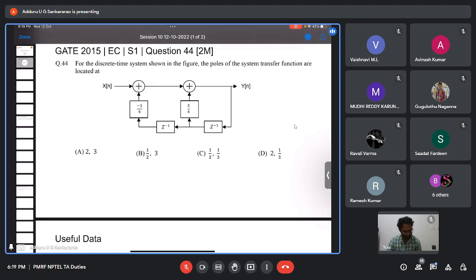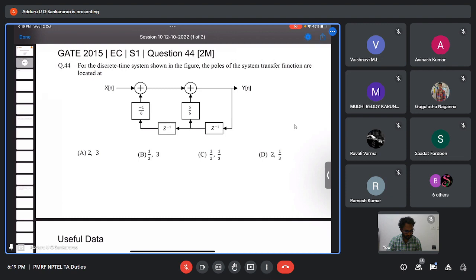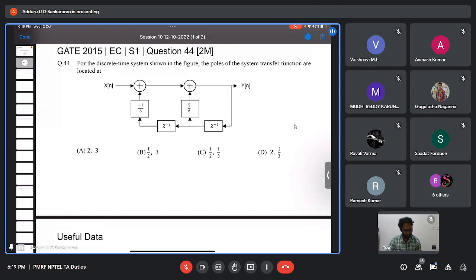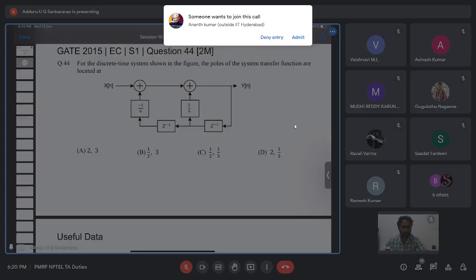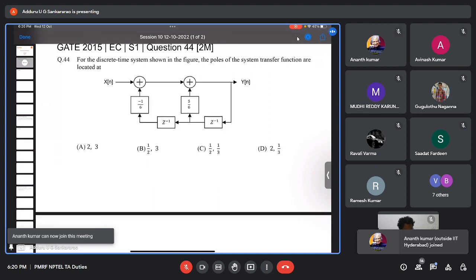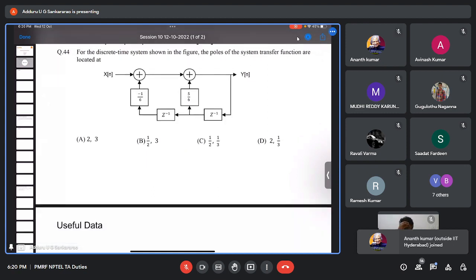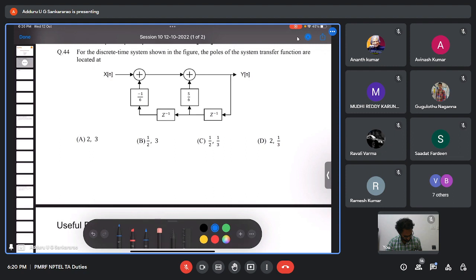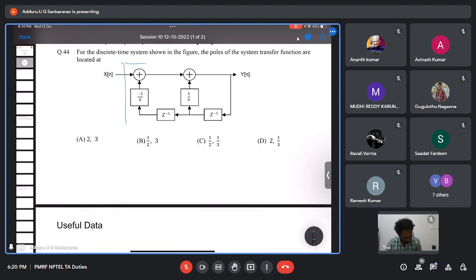Now this question was given in GATE 2015 set 1 for 2 marks. The question is: for the discrete time system shown in the figure, the poles of the system transfer function are located at. So this is a kind of block diagram or signal flow graph that is given. Input x of n goes into this system, and the output is y of n.